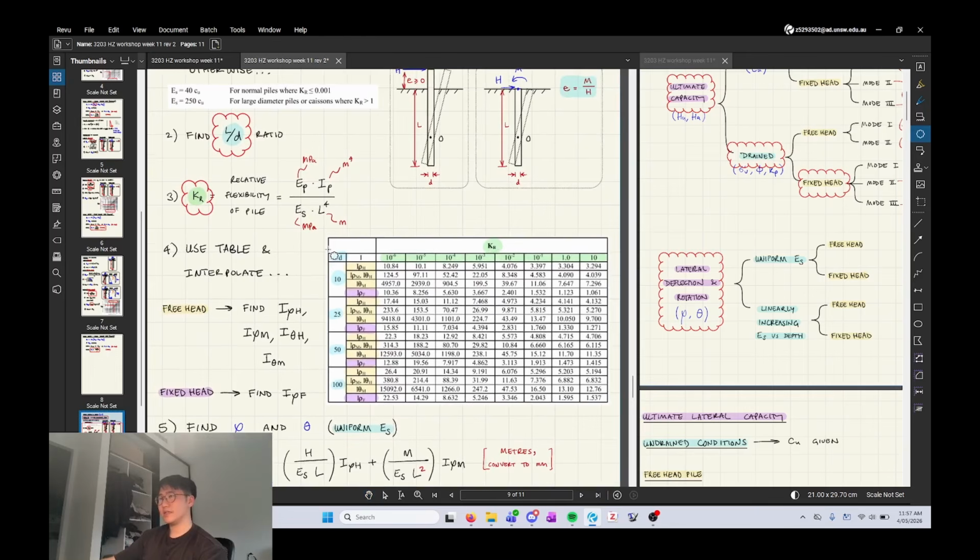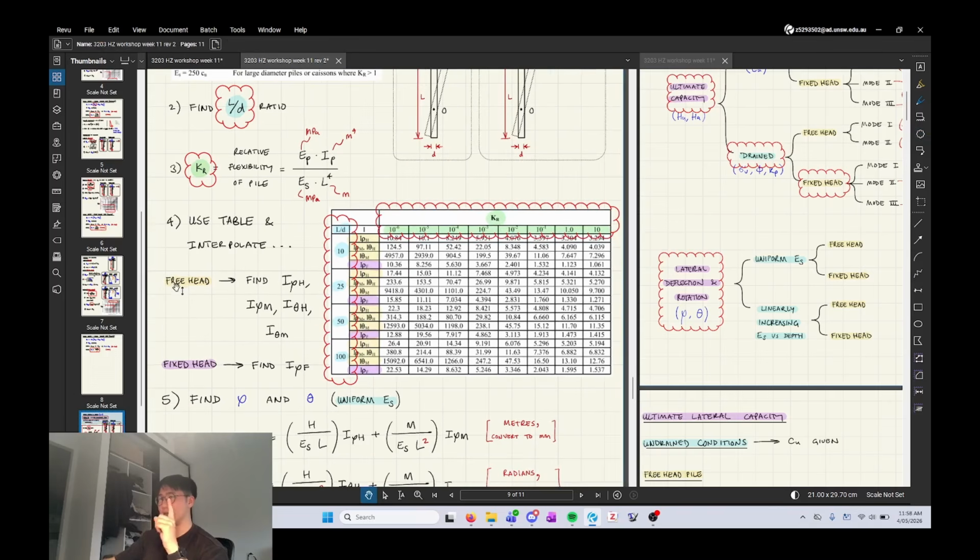to interpolate. So the idea is your inputs are the blue one and the green one, and what you're looking for are the yellow or purple ones, depending on whether you have a free head or a fixed head. Okay, so fixed head's actually pretty straightforward because only one number you need to extract. Free head, you have to find 4 numbers, but 2 of them are the exact same.